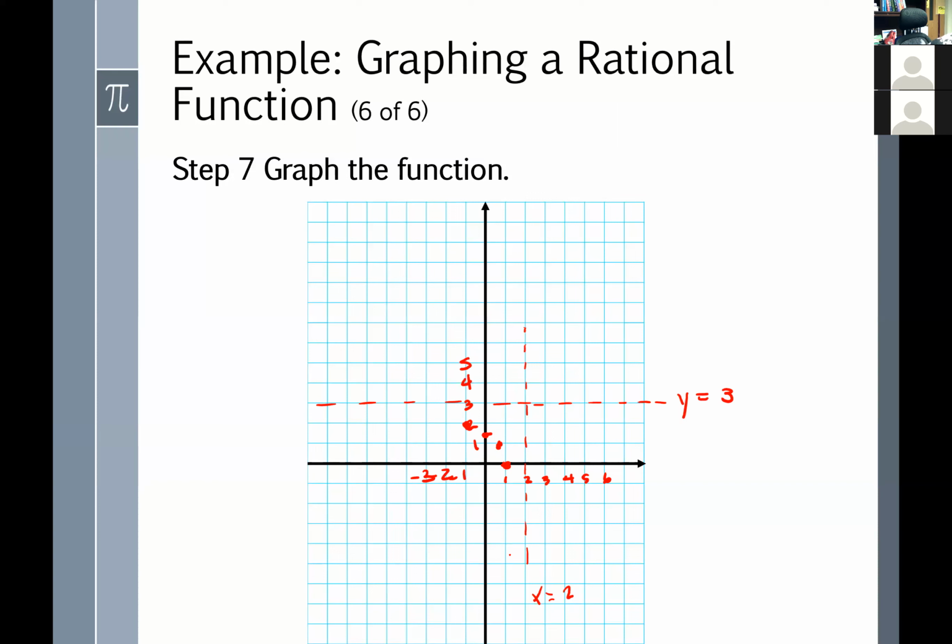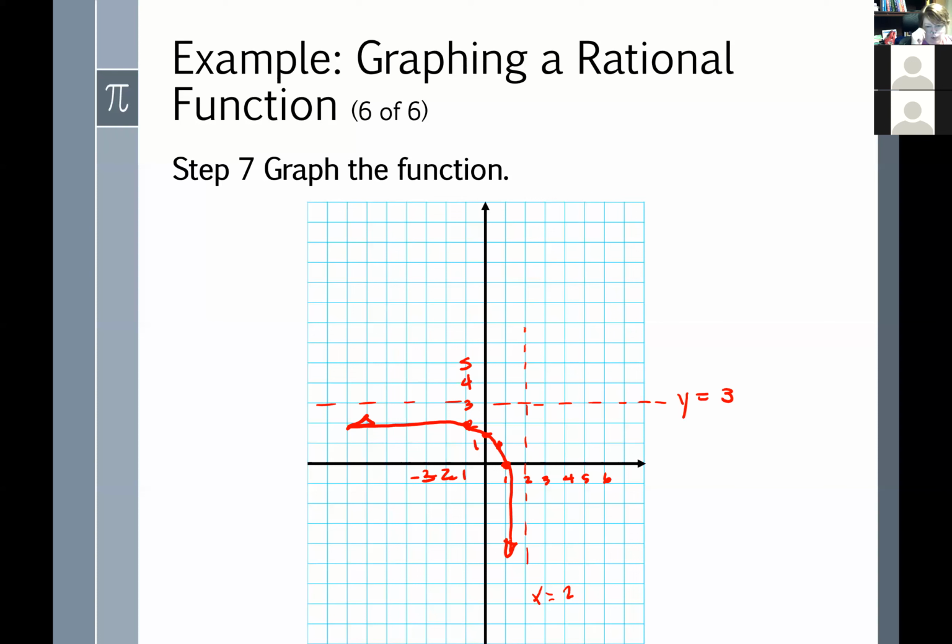It looks like it's going to do this, doesn't it? As it goes to negative infinity, my graph is going to approach that line y equals 3. And as we come to that vertical asymptote at x equals 2, we're going to decrease without bound.